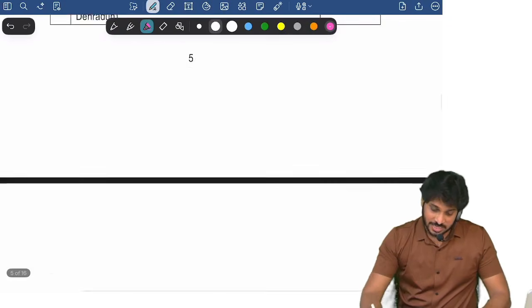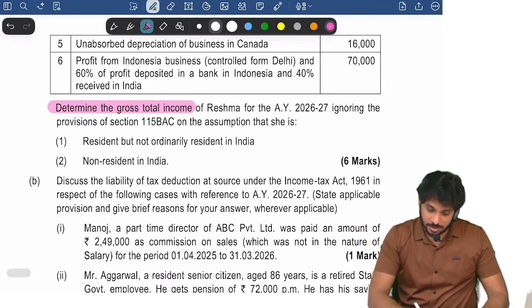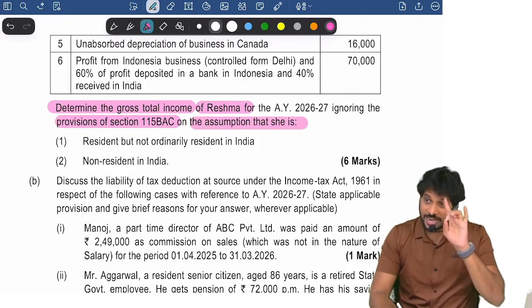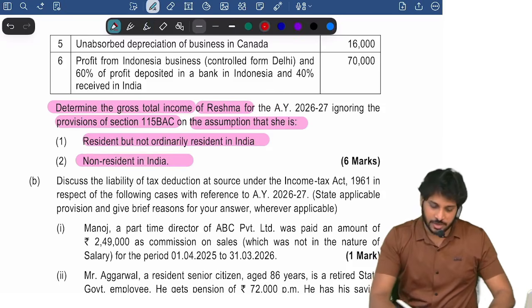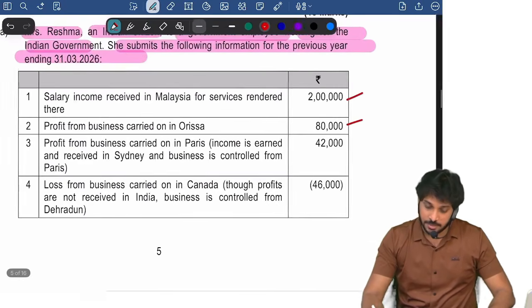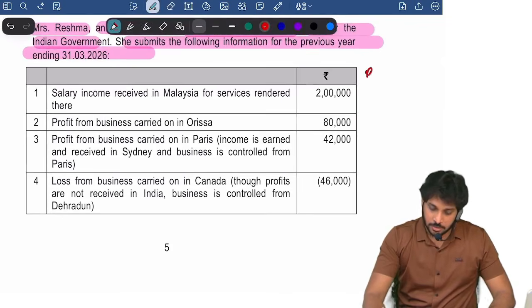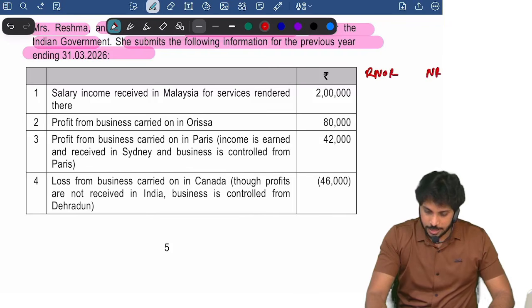By the way, what are they asking? Before even I look at taxability, determine GTI of Reshma, ignoring the provisions of the optional tax regime, on an assumption that she is R and OR, and NR. In both the cases they are asking. Okay, fine. R and OR, and NR, correct? So I will see R and OR, NR.